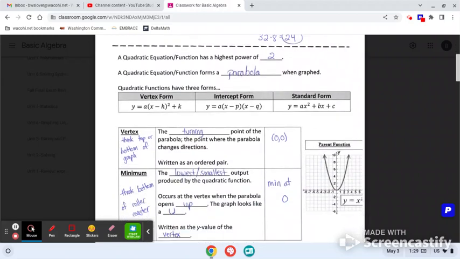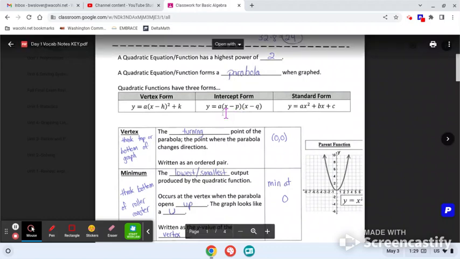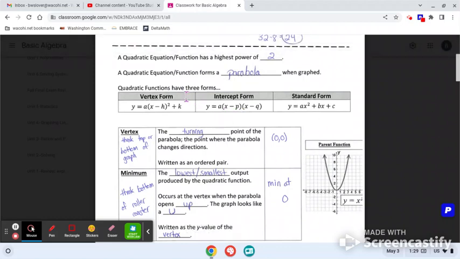A quadratic equation or a quadratic function has the highest power of 2. A quadratic equation or function forms a parabola when graphed. So it's going to look like the letter U or the letter N. There are three different forms of quadratic functions. We will talk about all three later in the unit, but today we're just introducing concepts and vocab.